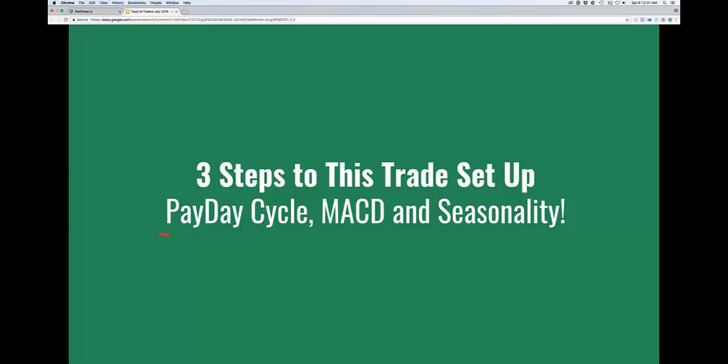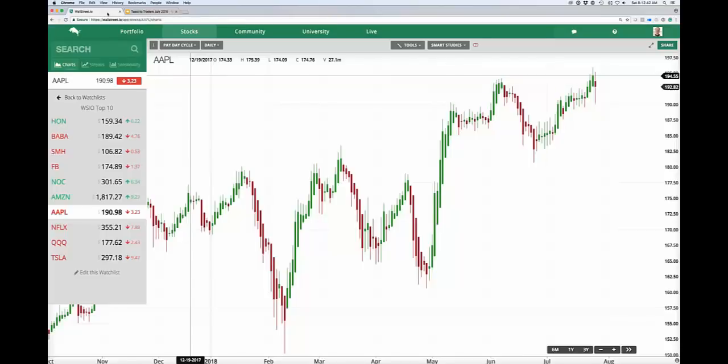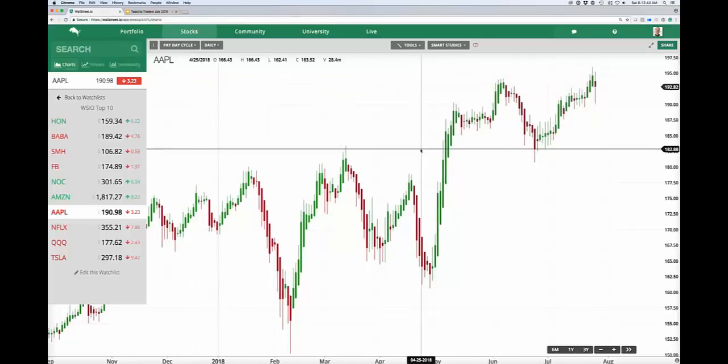The first one is a payday cycle, which you may or may not be familiar with yet. MACD, which a lot of people probably are familiar with, and then seasonality, which is a cool new tool that we built for everybody. Let's go ahead and start with the first one, though.